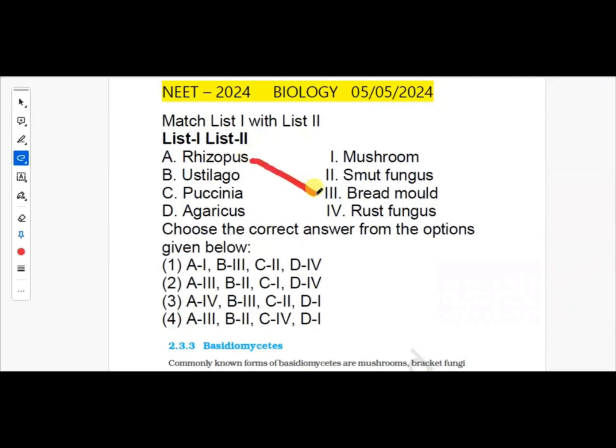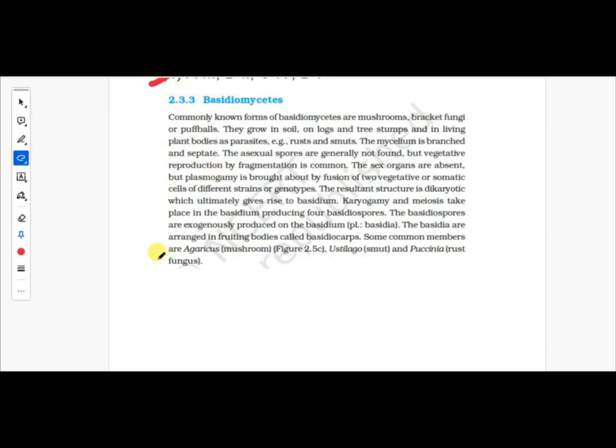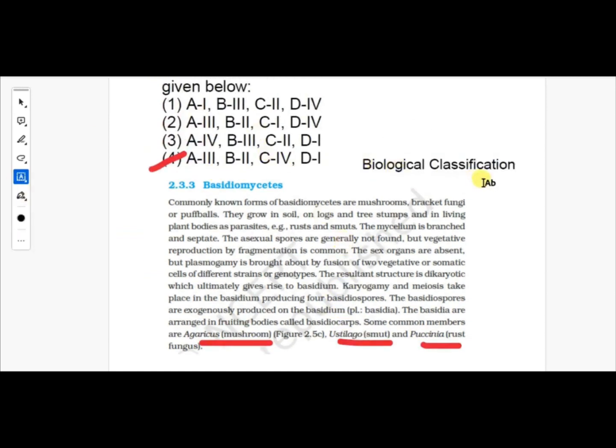Rhizopus is option 3, bread mold. Ustilago is 2, smut fungus, and Puccinia is 4, rust fungus, and Agaricus is option 1, mushroom. 3, 2, 4, 1, and it is option 4. From the chapter known as biological classification, you can see the Basidiomycetes topic and the examples down here. Thank you.